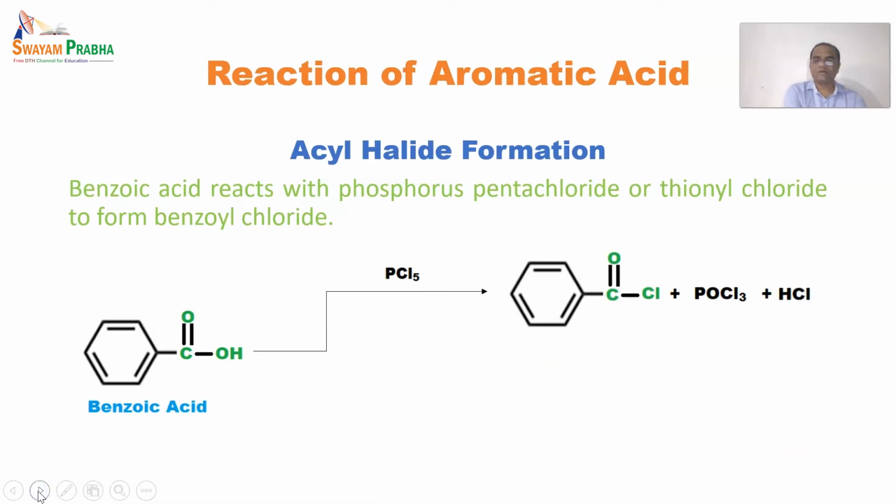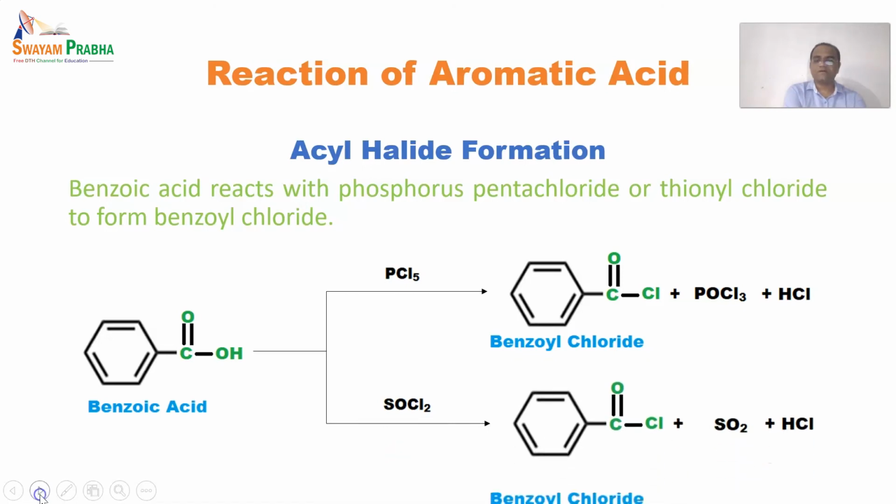One is phosphorus pentachloride, and it forms benzoyl chloride, giving away a side product POCl3 plus HCl. And when it reacts with thionyl chloride, the same will be the end product, that is benzoyl chloride, liberating SO2 gas plus HCl. So here it is also indicated with this SO2 gas.